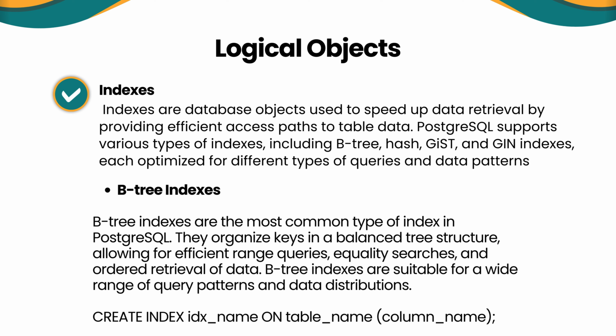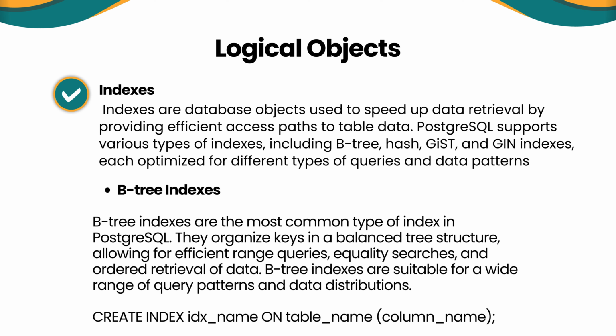A B-tree index in PostgreSQL is a commonly used index type that supports efficient data retrieval and is suitable for a wide range of queries. B-tree indexes are the default index type in PostgreSQL, offering balanced performance for equality and range queries on ordered data. Some key features of the B-tree index: first, the balanced tree structure. A B-tree index maintains a balanced tree structure. Second one is ordered data. B-tree indexes store data in sorted order, making them efficient for range queries and ordered scans.